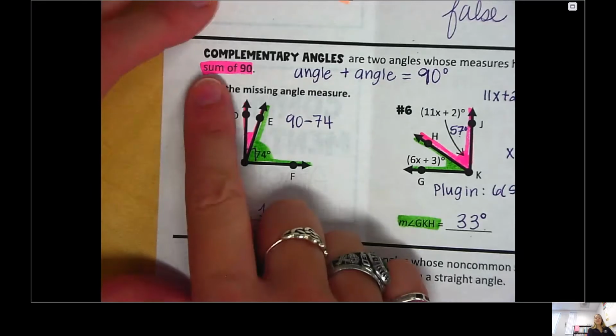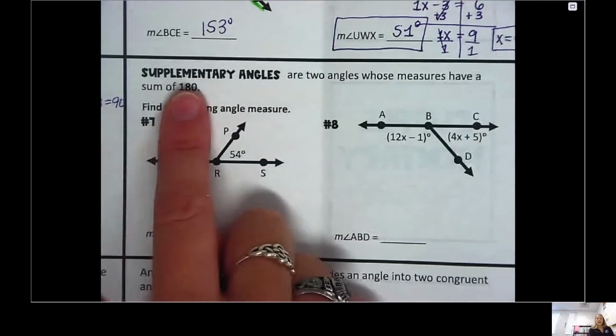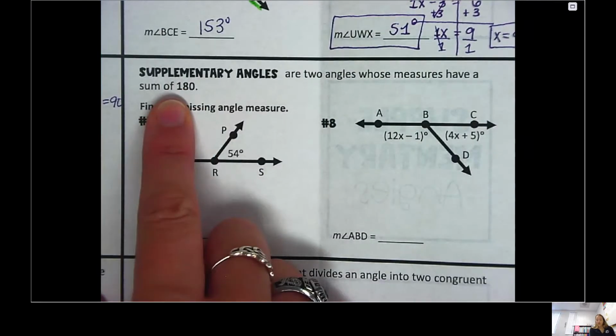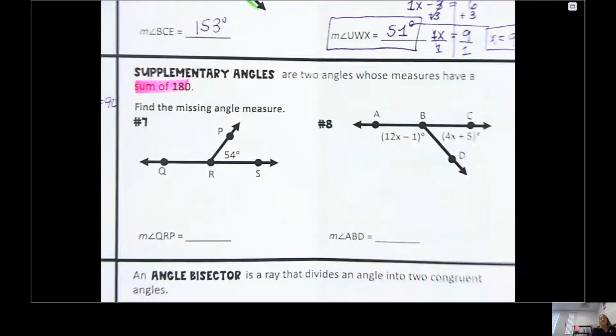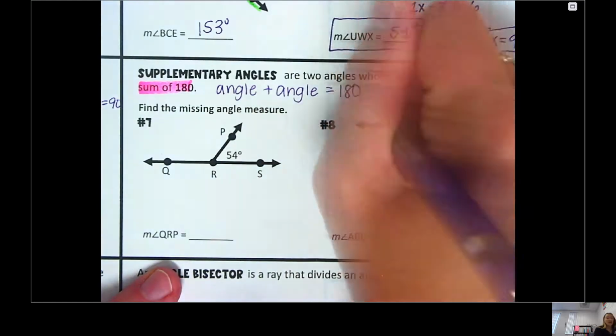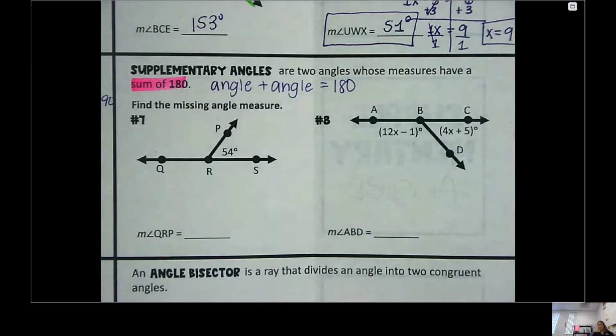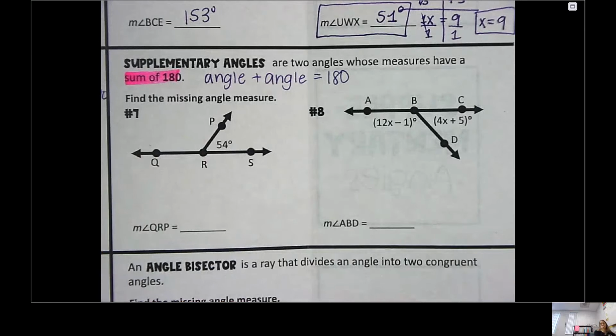Now, complementary means they add up to 90. Supplementary means they add up to 180. So it's the exact same setup, except this time I'm going to add both of the angles together and set them equal to 180. So angle plus angle equals 180 degrees. And what does 180 degrees look like in this picture? It's a straight line. Yeah, 180 degrees is a straight line.